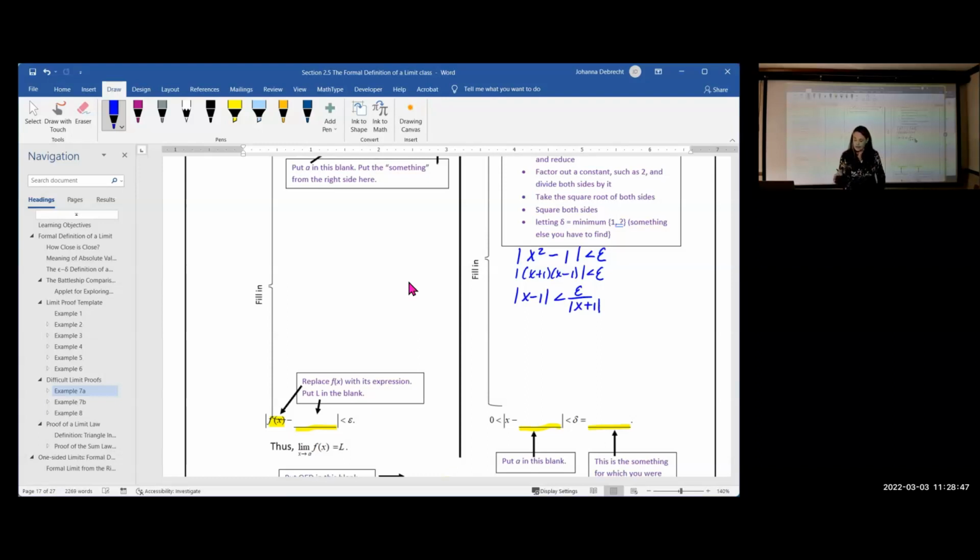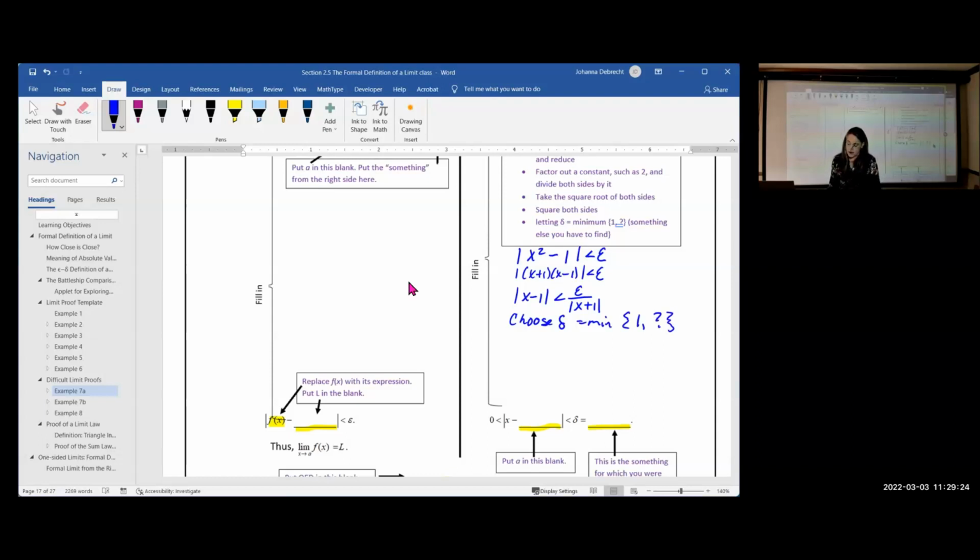We like what we see. The only problem is we've got this variable x here in the denominator, and that can't stay there. So we're going to allow delta to be the minimum of some value that we pick at random, 1, and some other value which will depend on epsilon and a number, only a number. We can't have the variable in there. So we're going to choose delta to equal the minimum of 1 and something. And now we have to find that something.